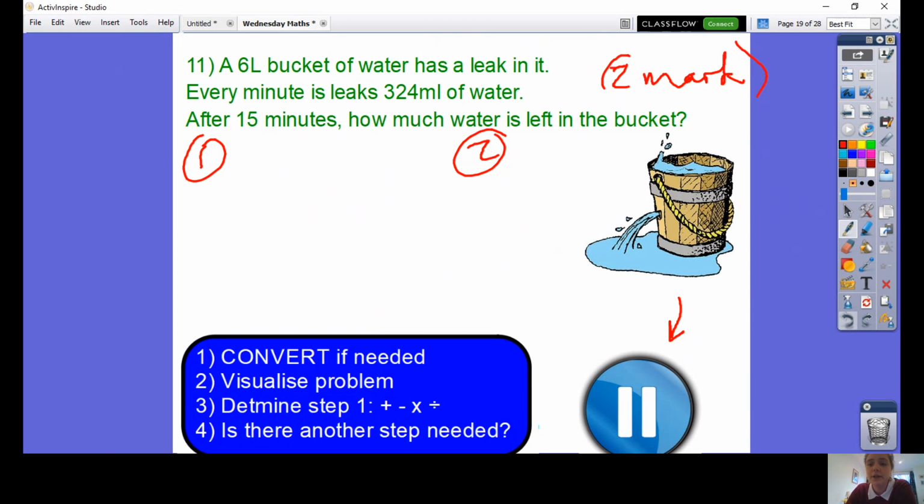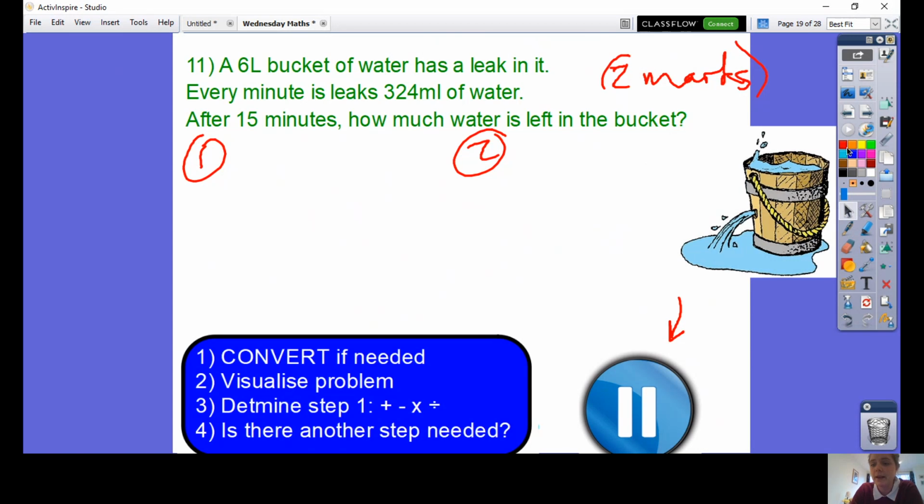Hopefully you've had a go at solving this question completely by yourself now. If you haven't done this question by yourself, pause the video and have a go. There's no harm in trying, but if you don't try, you will never succeed. So it's really important to try by yourself before we go through the answers together, okay?